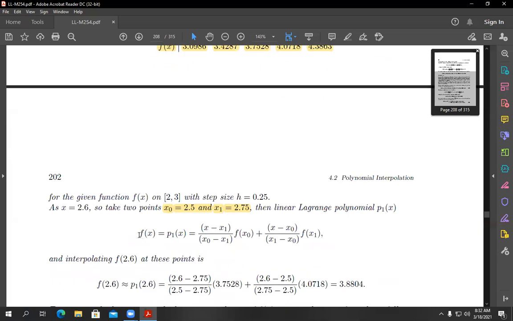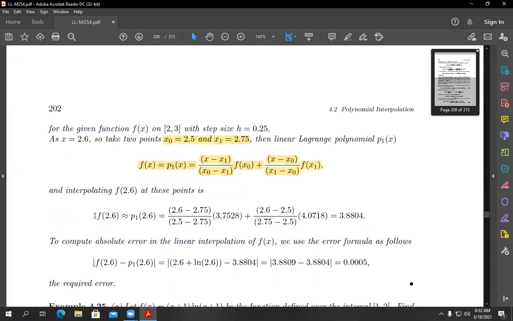Then you use the linear Lagrange formula. This is the linear Lagrange formula, and when you use it, you have this approximation. That's a very good example from the exam point of view. Then he says absolute error. I have some mistake here, but I already corrected it in my book, and I will send you the corrected one, because f of 2.6, this is the thing.